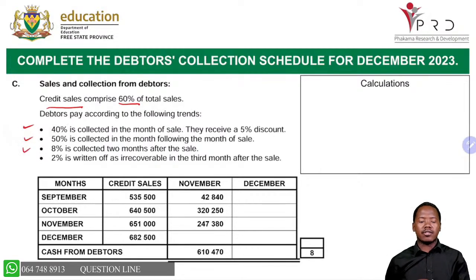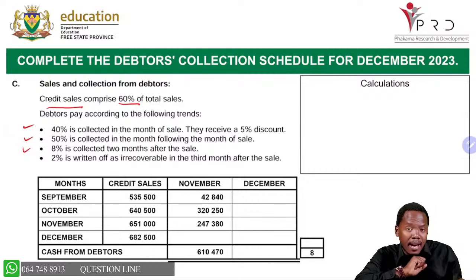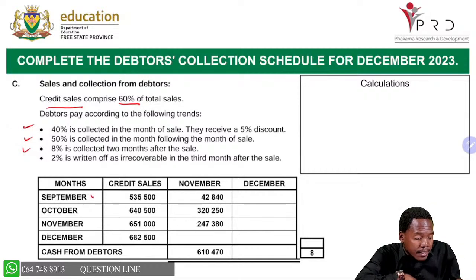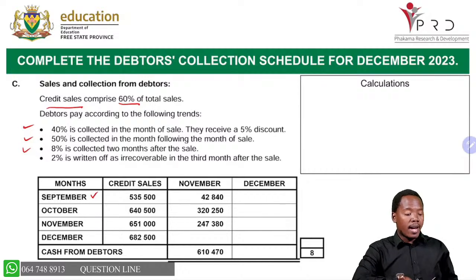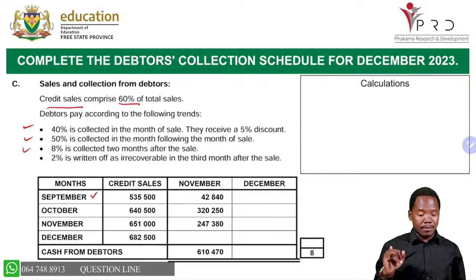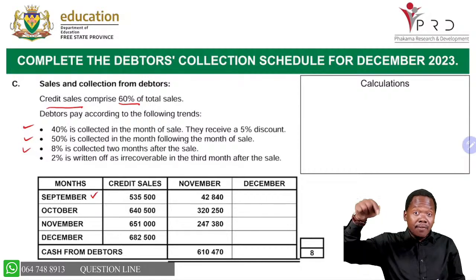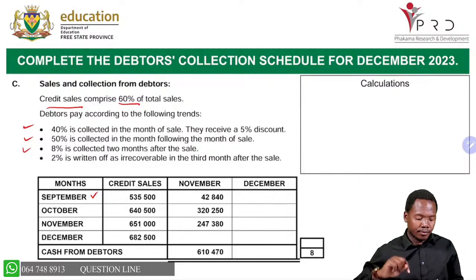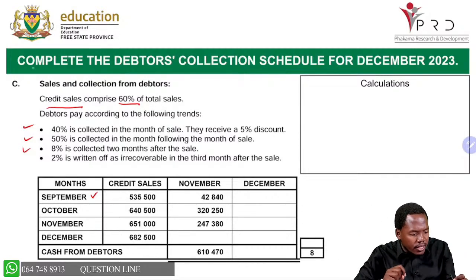8% collected 2 months after. Now, let us look at the month of September. I am now selling in September. When do I start collecting if I sell in September? I start collecting in the very same September. Okay? Now, what is our question?